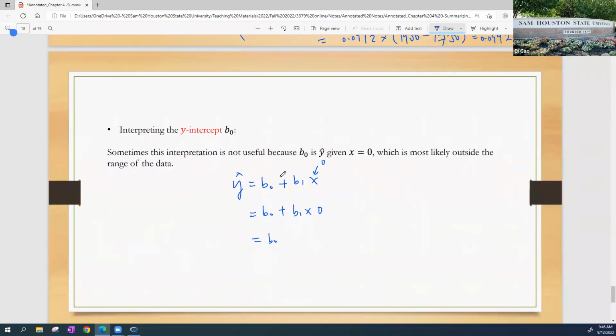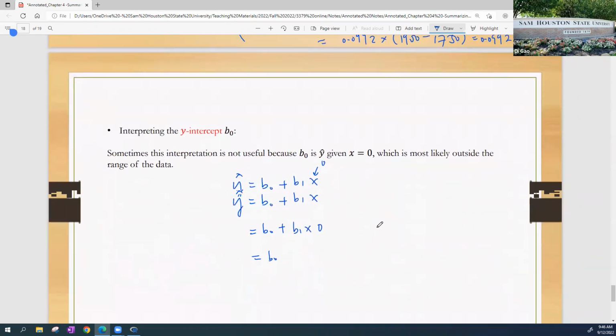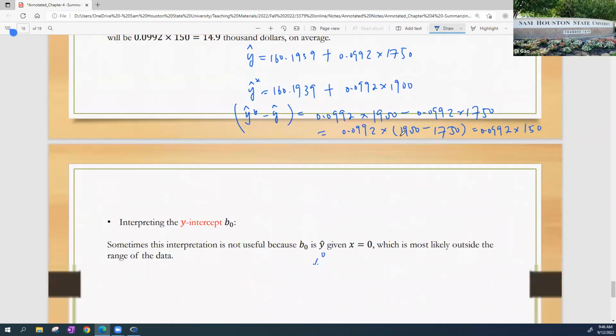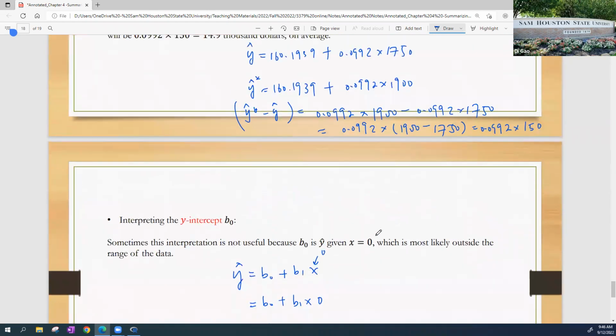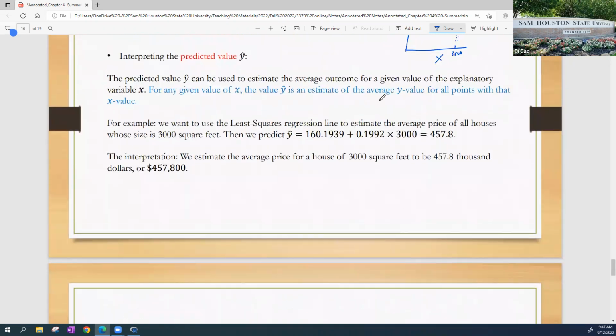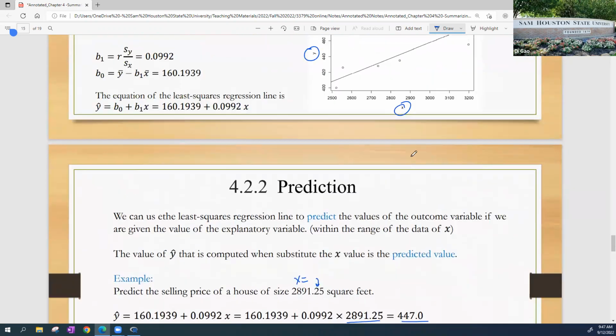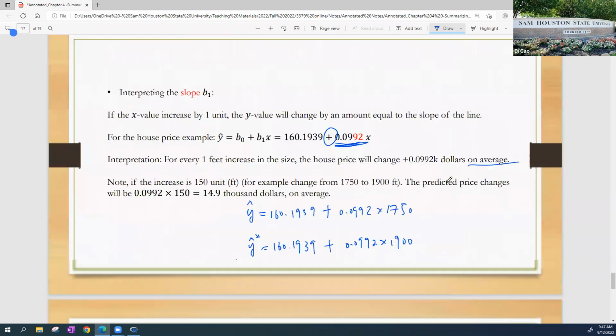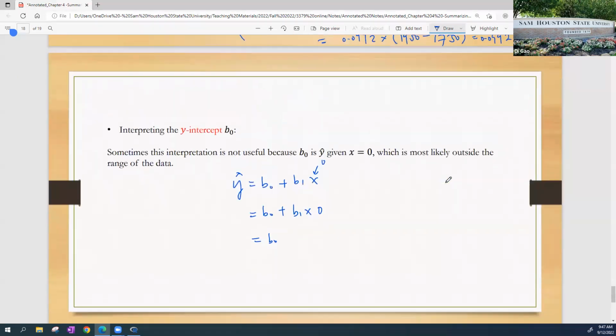Why do we say it's not useful? Because most likely it's outside the range of the data. For this example, that means for a house with 0 feet of size, what's the price? Of course it's outside the range of the original data. And another thing is it doesn't make sense to look at a size 0 house.